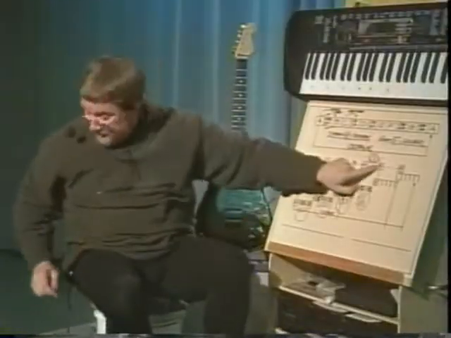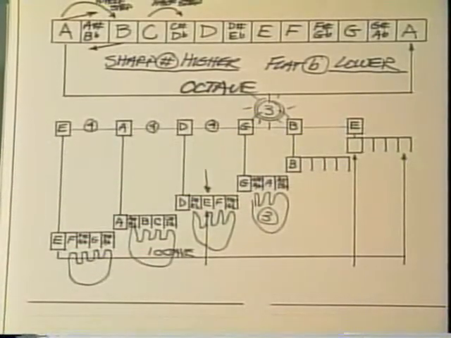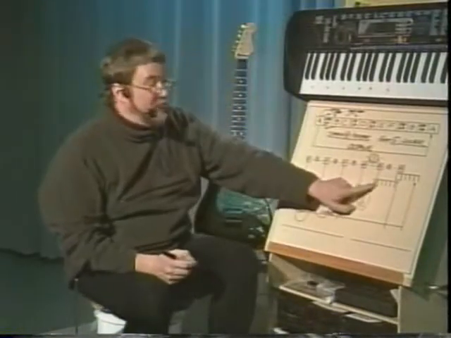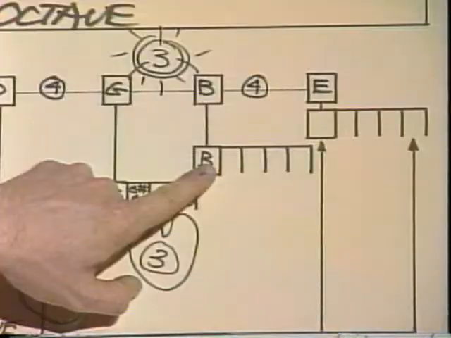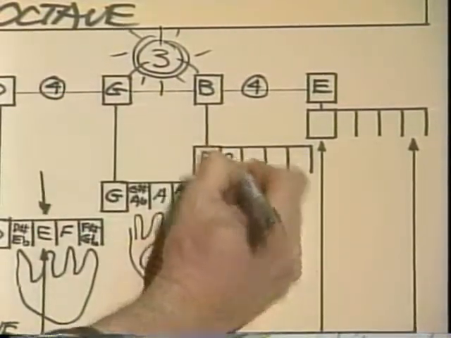Now, when we get up to the distance between our B string and our E string, we are back to four notes, again, in between each string. The first fret on your B string, remember there's no sharp and flat between B and C, so when you put your index finger on your B string, that's a C note.